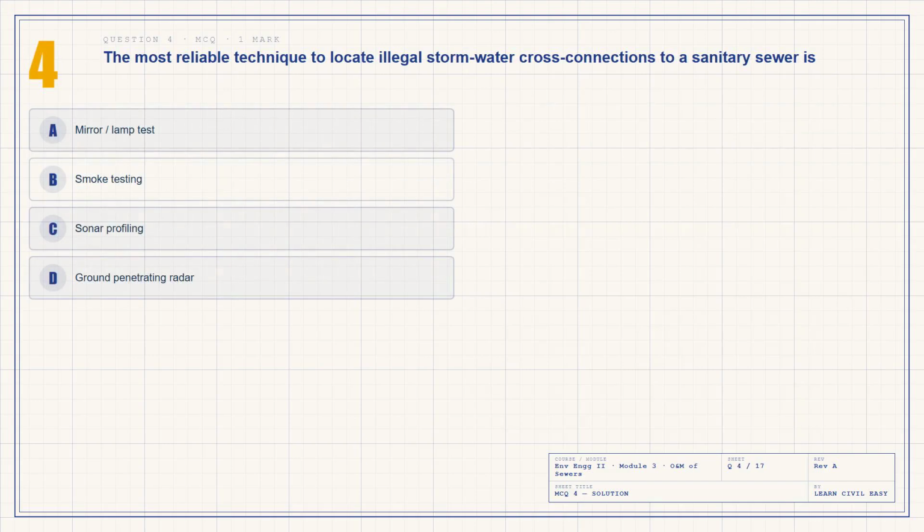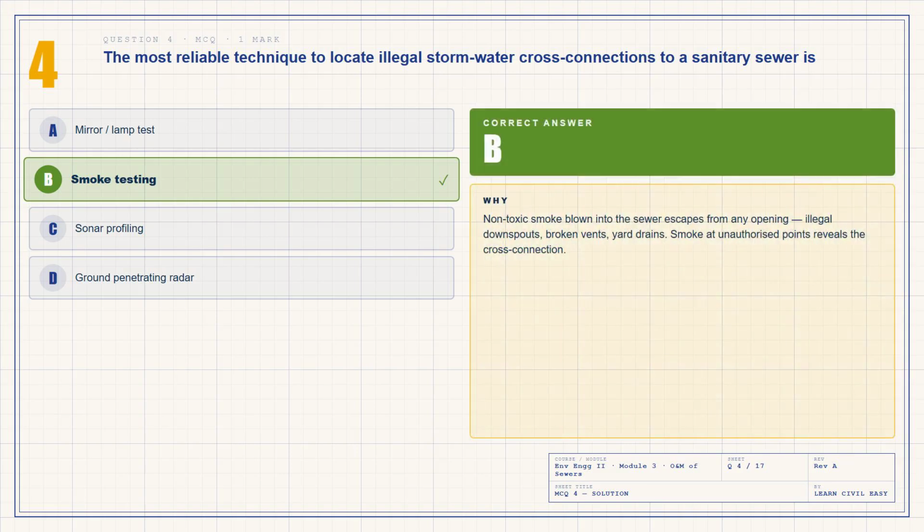Question 4. The answer is B. Smoke testing. We pump non-toxic smoke into the sewer. Wherever it escapes, from a downspout, a yard drain, or a broken vent, that is your illegal cross-connection. Mirror tests only check alignment. Sonar and GPR cannot detect surface connections.